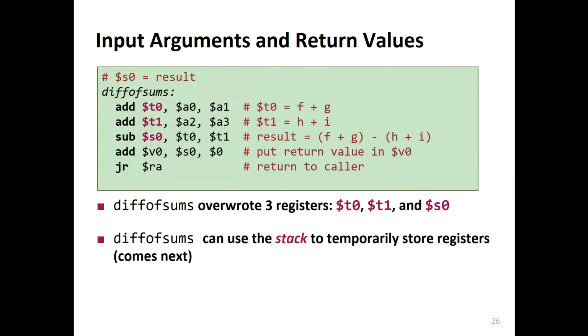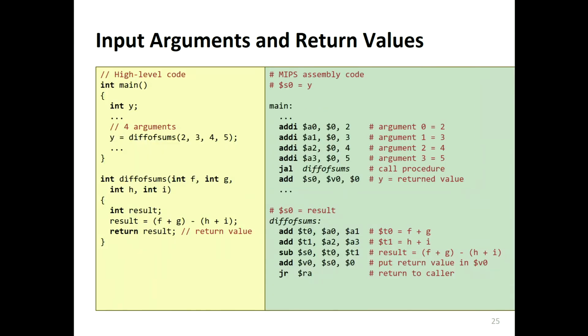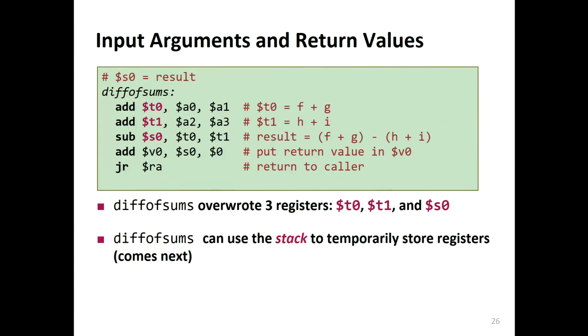Okay, so later on, here you will notice that in the previous code, what diffs of sums is doing is that it's overriding registers T0, T1, and S0. Okay, and it overrides the 3 registers here. And this may have issues, okay? Because there might be some registers whose values you should store or whose values you should not change when you're performing computation within a procedure. This we're going to talk about after the break.